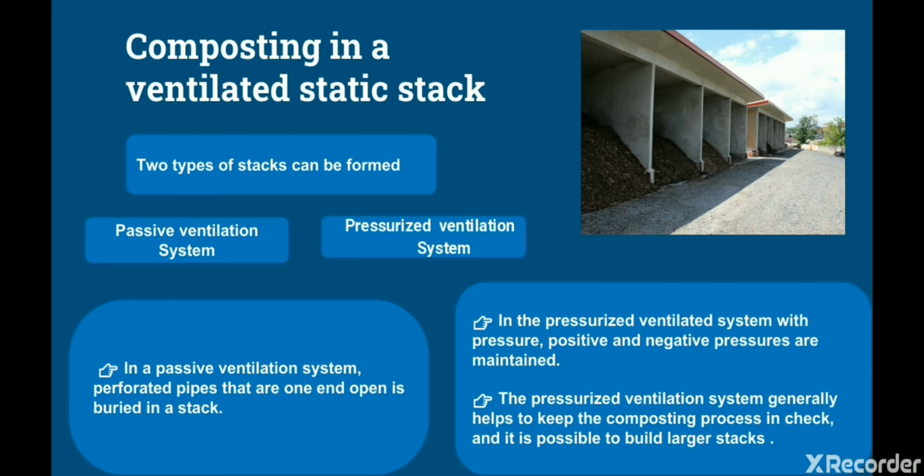Composting in a ventilated static stack system. Two types of stacks can be formed. One is a passive ventilation system, the other is a pressurized ventilation system. In a passive ventilation system, perforated pipes are used. In ventilated systems, two topics are examined, that is, positive and negative pressures.